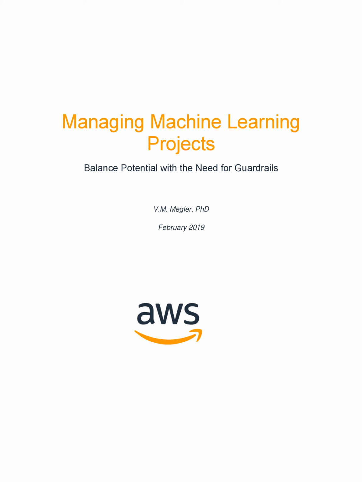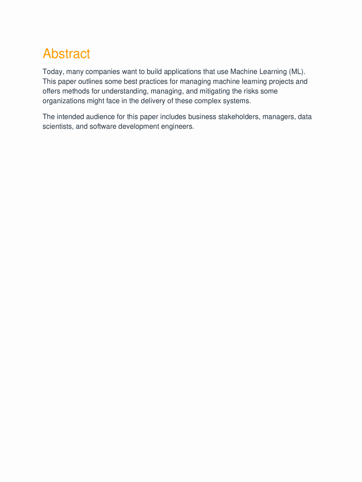Managing machine learning projects: balance potential with the need for guardrails, via Megler, Ph.D. Abstract. Today, many companies want to build applications that use machine learning, ML. This paper outlines some best practices for managing machine learning projects and offers methods for understanding, managing, and mitigating the risks some organizations might face in the delivery of these complex systems. The intended audience for this paper includes business stakeholders, managers, data scientists, and software development engineers.